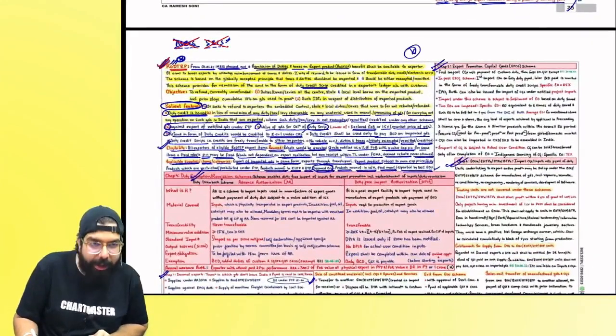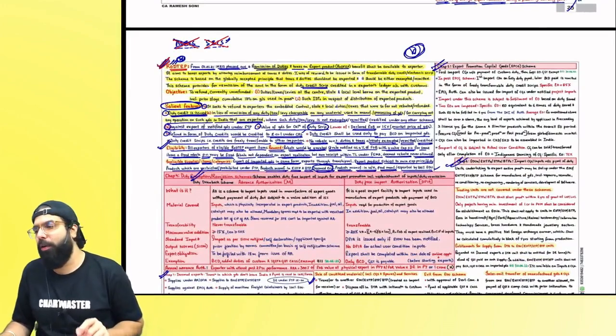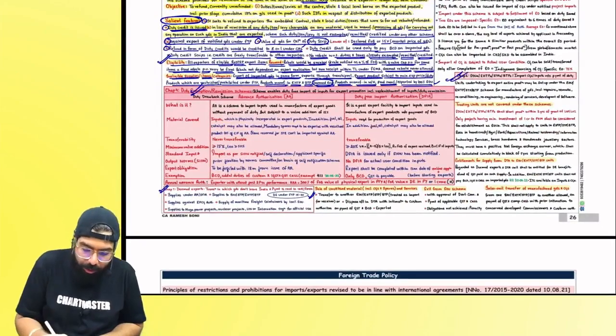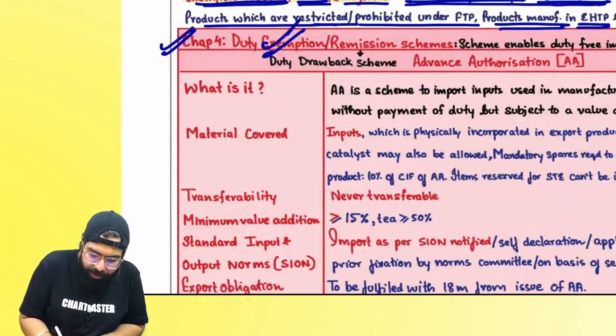Everyone, remember one thing, they can ask a small question on RoDTEP. Please be very careful about it. Now, this was chapter number 3. Chapter number 4 is duty exemption or remission scheme. Sir, what do you mean by remission scheme?